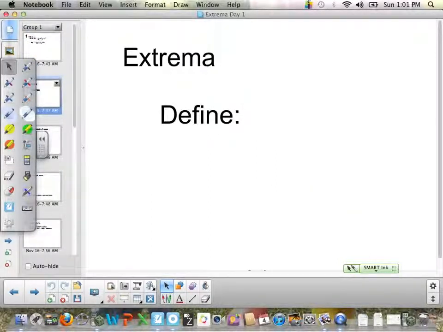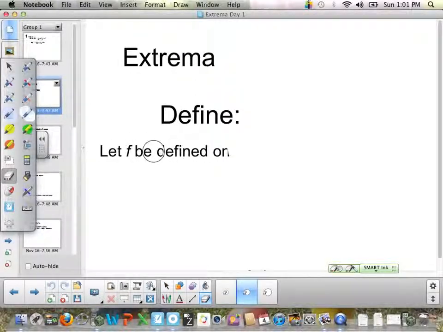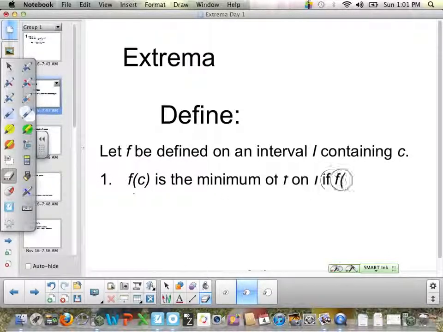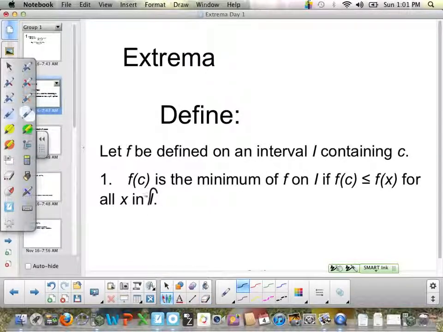What is an extrema? First off, we need to have a function that is defined on an interval, a closed interval, well, actually interval, containing the point c, so x equals c. f of c is the minimum of the function on the interval if it's less than or equal to every f value in the interval.